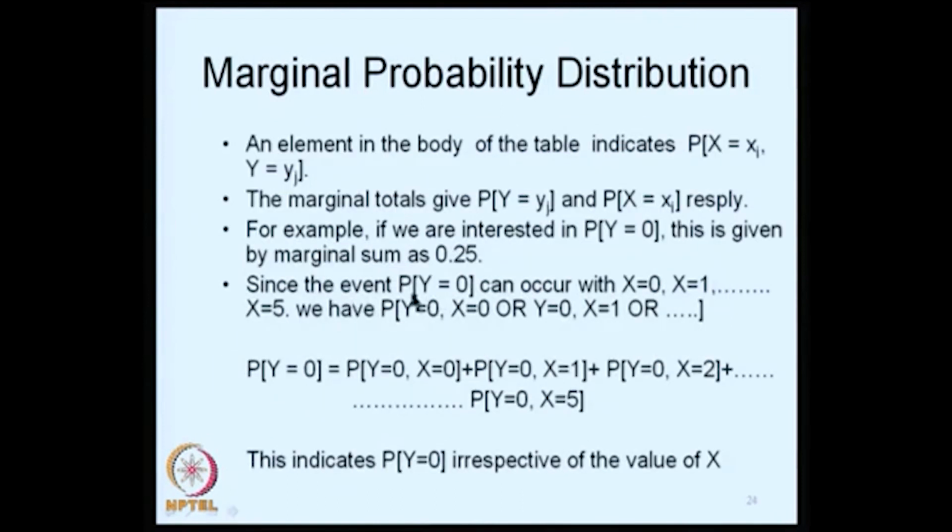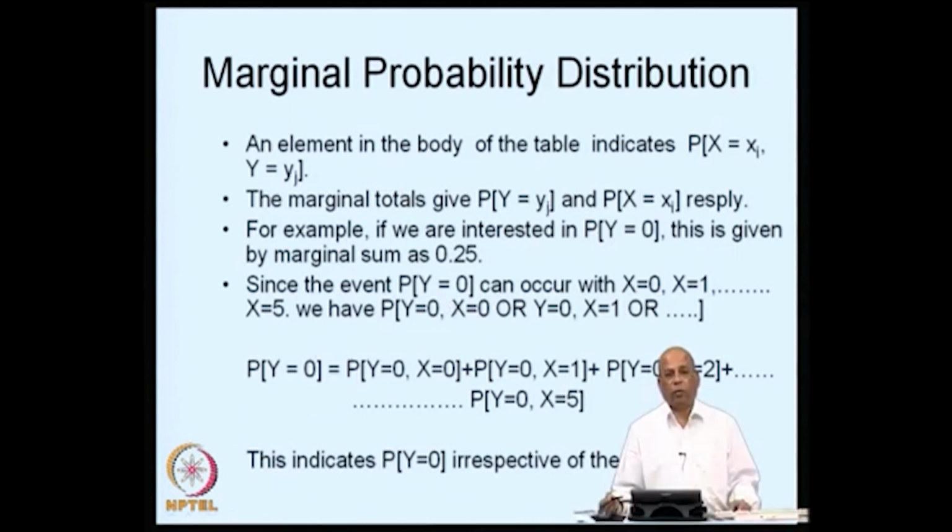Let us say you are talking about probability of y is equal to 0. This can occur with x is equal to 0, x is equal to 1, etcetera, up to x is equal to 5. So, we define probability of y is equal to 0 as probability of y is equal to 0 and x is equal to 0, plus probability of y is equal to 0 and x is equal to 1, and so on.